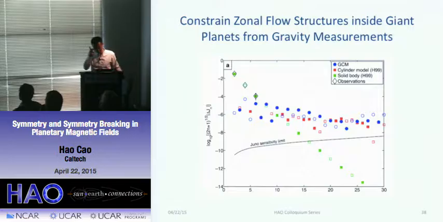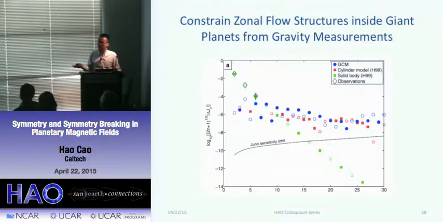We're going to make high-precision gravity field and magnetic field measurements, and use them to constrain the zonal flow structure inside the planet. I want to first talk about the gravity field a little bit. I probably have to stop right after talking about gravity. The central idea is this.